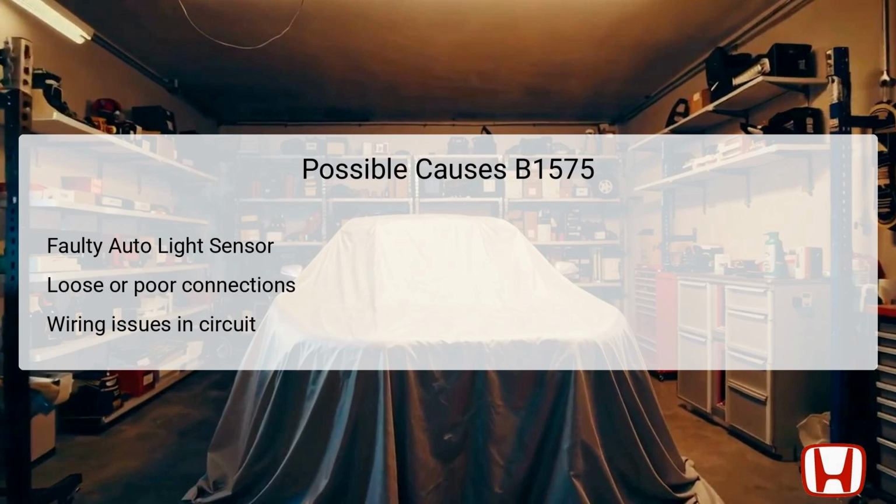Each of these potential problems can contribute to the failure of the automatic lighting system and should be thoroughly examined during troubleshooting. Understanding these causes is vital in formulating the correct approach to diagnose and repair the issue.